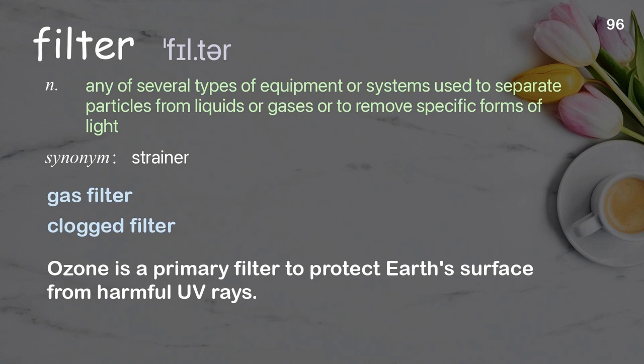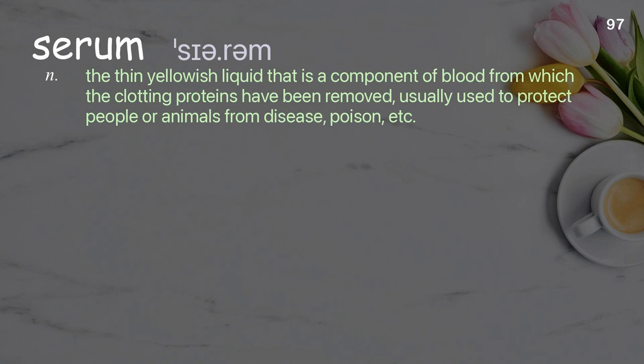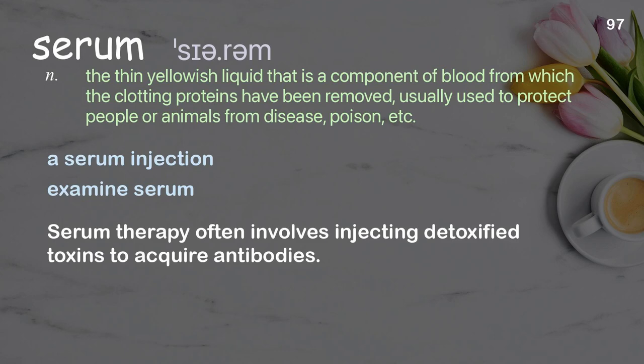Serum. The thin yellowish liquid that is a component of blood from which the clotting proteins have been removed, usually used to protect people or animals from disease, poison, etc. Examples: A serum injection. Examine serum. Serum therapy often involves injecting detoxified toxins to acquire antibodies.